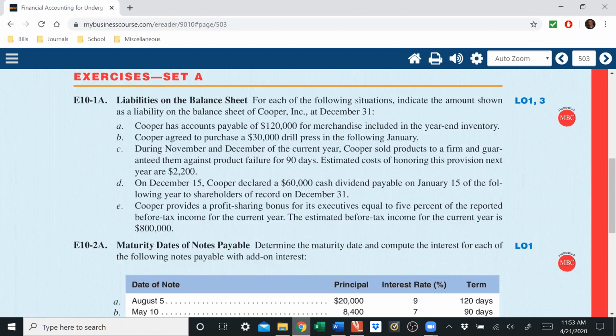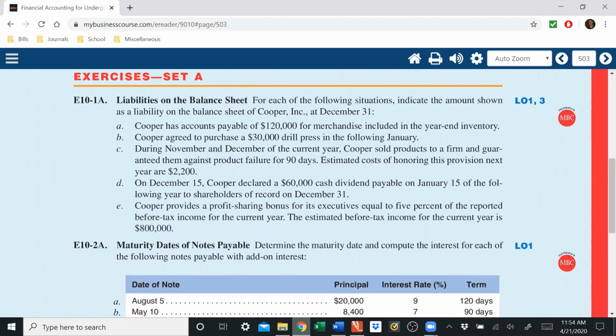D, on December 15th, Cooper declared a $60,000 cash dividend payable. So on the 15th, they declared a cash dividend of $60,000, and they said that they're going to pay that dividend on January 15th of the following year to shareholders of record on December 31st. Of record just means as long as an individual owns the stock as of December 31st, they're going to be eligible to receive a dividend.